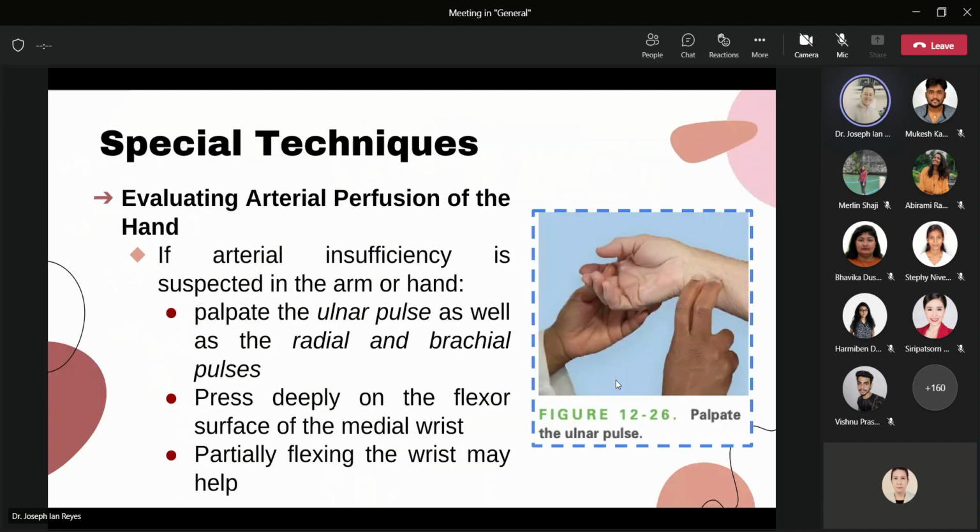And arterial perfusion of the hand. These are special techniques where you can also check in the book and on YouTube how to do this. So palpate the ulnar pulse like that. Press deeply on the flexor surface of the medial wrist. Partial flexing of the wrist may help, because you can feel the pulse better if you partially flex it.